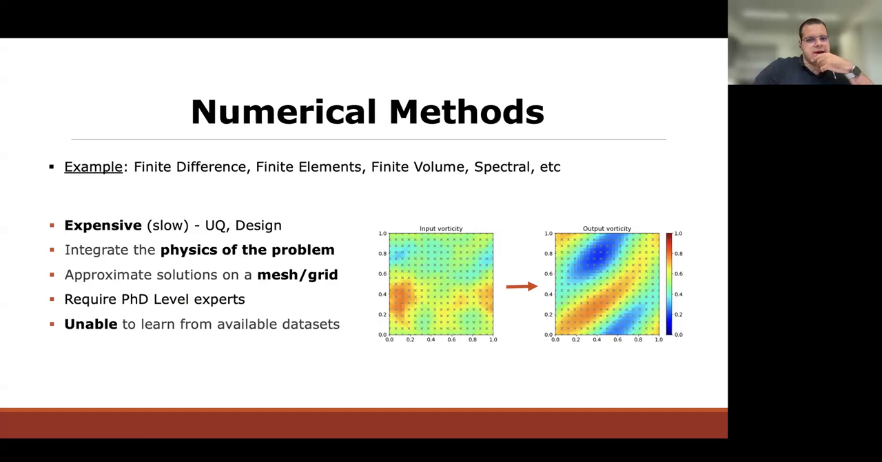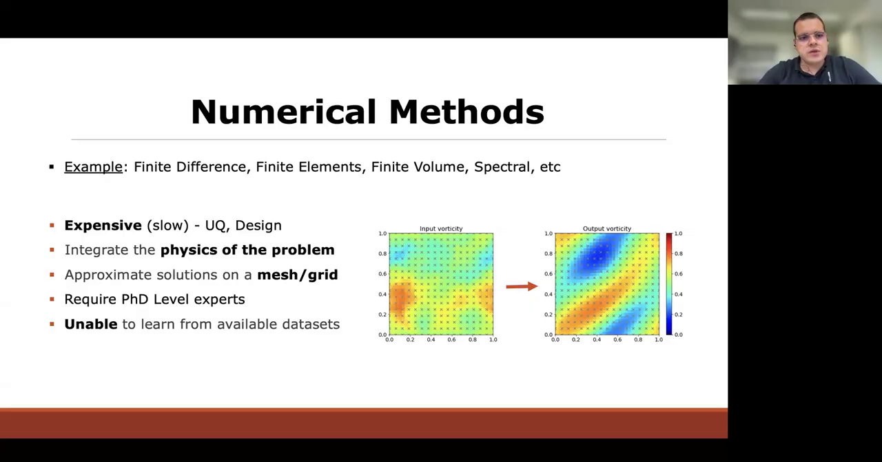Let's go back and see how in past centuries those solution operators were approximated. We usually use numerical methods, and there are different kinds, such as finite difference, finite element, and finite volume, and as many of you know, there are a lot of researchers working on these numerical methods. However, for most industrial problems and big problems that we want to solve in science, they're very expensive, especially for uncertainty quantification and inverse design. Since they're data agnostic and unable to learn from available datasets, we have to run them many times.